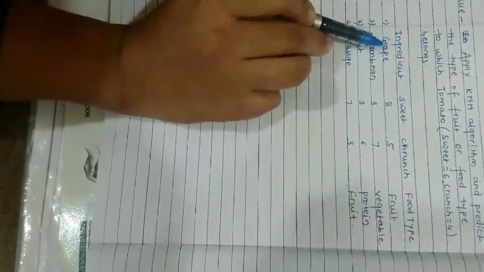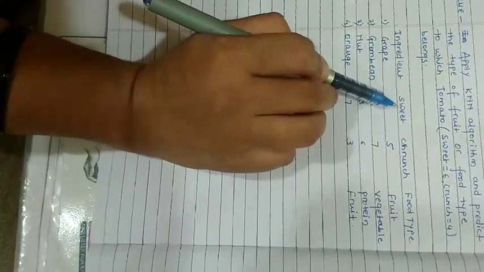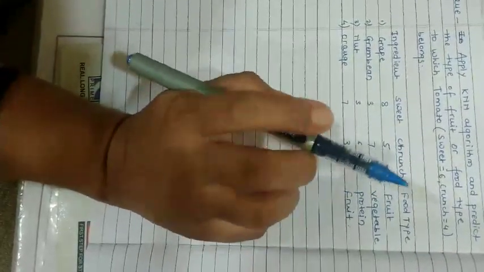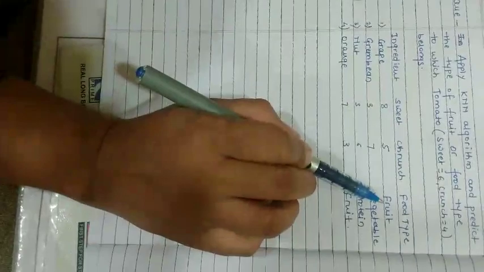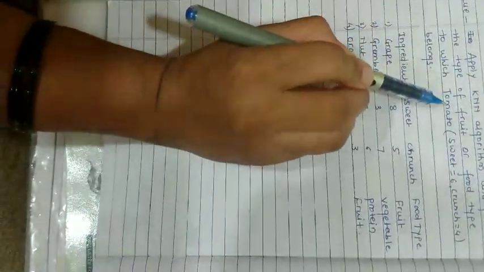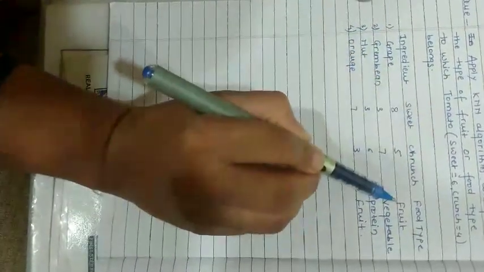We are having name of ingredient and sweet and crunch values, and based on that food type is decided. So grape is of fruit type, green bean is of vegetable type, orange is of fruit type. Now what we have to decide is whether tomato belongs to fruit, whether tomato belongs to vegetable, or whether tomato belongs to protein. For that we have to consider these values.